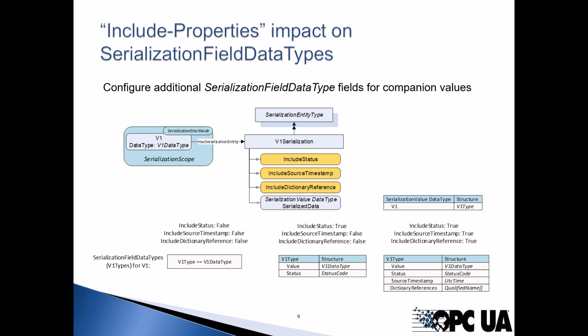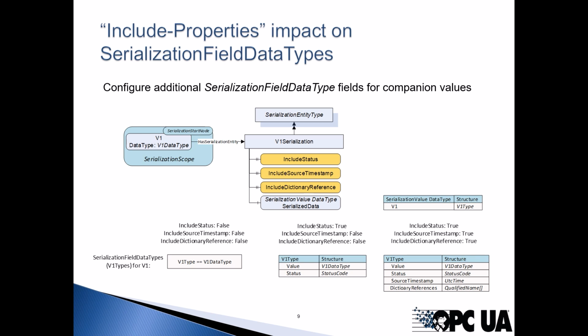If one or more of these include properties are true, the serialization field data type of the variable is a structure data type. The structure contains a value field which has the same data type as the value of the variable. Dependent on the value of the include properties, the structure can contain a status field with a data type status code, a source timestamp field with a data type UTC time, and a dictionary reference array field with one or more elements, as shown in middle and right column for the V1 type serialization field data type.